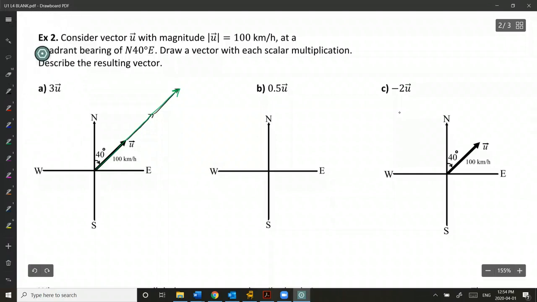So just so we can see it a little bit better here, thicken it up. So this is our vector 3u. And the description of our vector, it's going to be 3 times the magnitude, so 300 kilometers per hour.